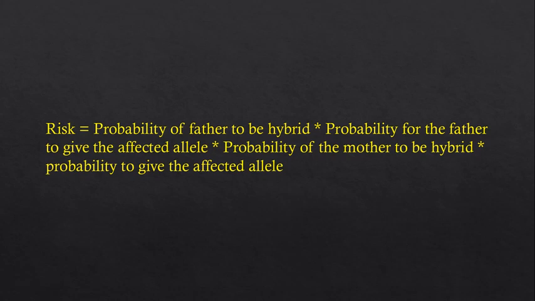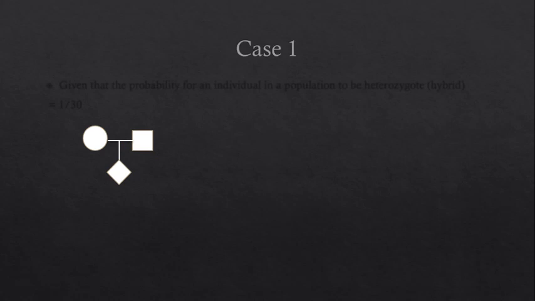As for our rule that you're supposed to know, the risk for a couple to have an affected individual is the probability of the father to be hybrid, and in case he was hybrid, the probability for this father to give the affected allele, times the probability of the mother to be hybrid, times the probability of the mother to give the affected allele. So this is the rule that you're supposed to know in the calculation of the genetic risk.